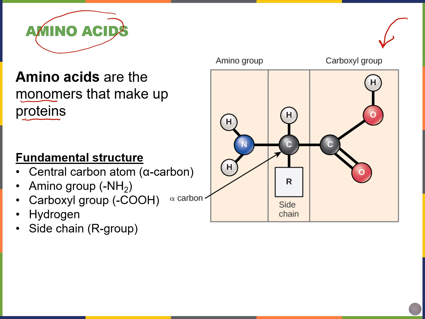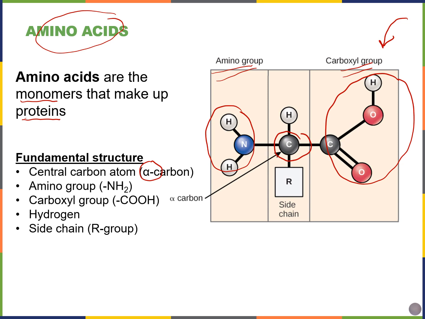So all amino acids will have a central carbon, sometimes called an alpha carbon. Almost always depicted on the left side, we have the amino group. On the right side, we generally have the carboxyl group. And then we have hydrogen also attached to the central carbon. The difference between the 20 amino acids we have really lies in the type of side chain an amino acid has.